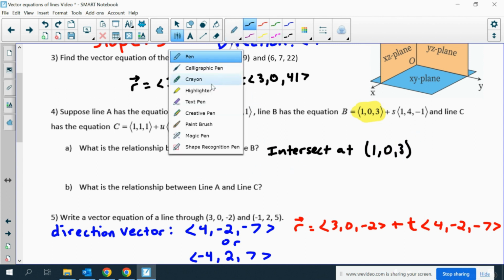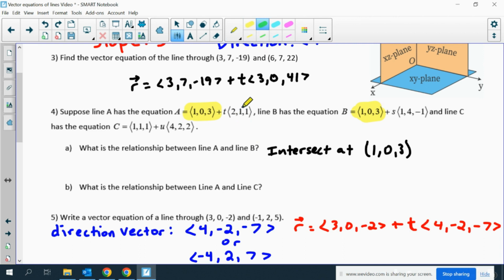Now the relationship between lines A and C, what we may notice is that they clearly don't have the same starting point. But if we look at their direction vectors, they are not the same, but they go in the same direction. So all of the x, y, and z just got multiplied by 2. So what that means is that the quote-unquote slopes are the same. So they're parallel. The reason we know they're parallel is the x values have different y values, and so we know that they're never going to touch.